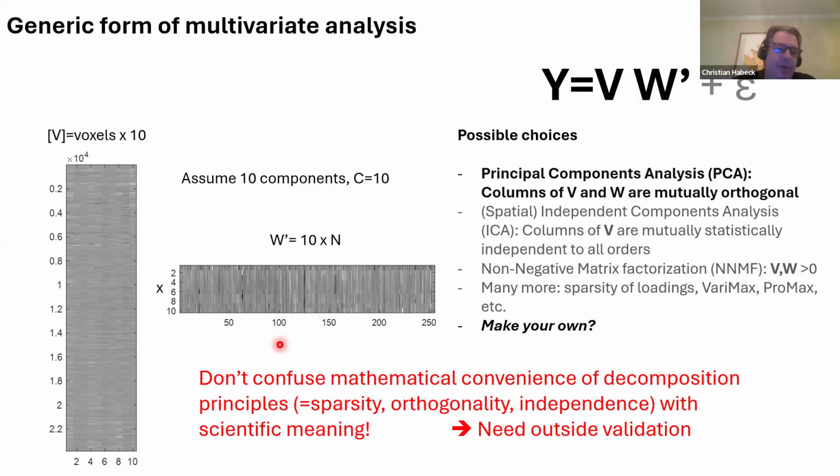And here's an example. Imagine we have 10 components we're interested in. Here would be the matrix of the actual components, but these will be real brain images. And here would be the mixing matrix or the score matrix, right? And it's transposed. So, we have 255 subjects, but n component scores. And a big part of this talk today will be the following caveat, and we're going to come back to this often. Don't confuse mathematical convenience of the decomposition with scientific meaning, right?